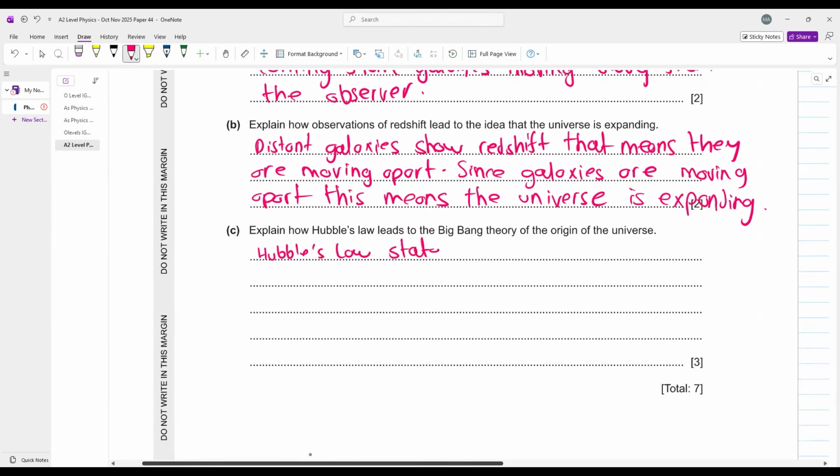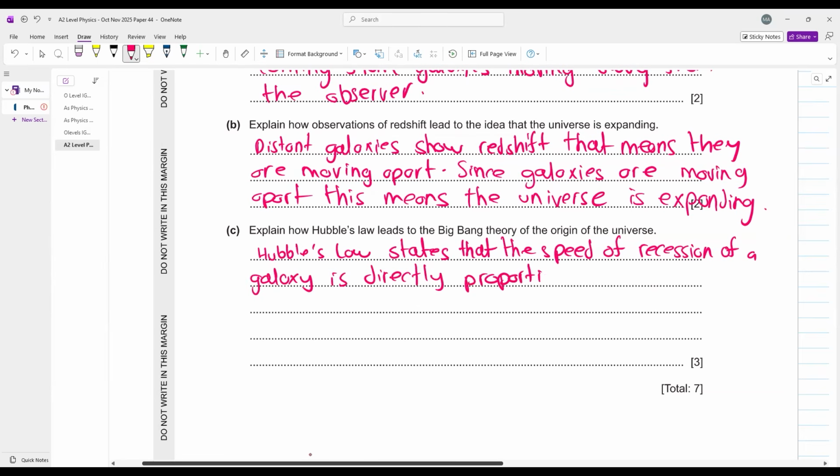यहाँ पे लिख दो Hubble's law states that the speed of recession of a galaxy is directly proportional to the distance between galaxy and observer.